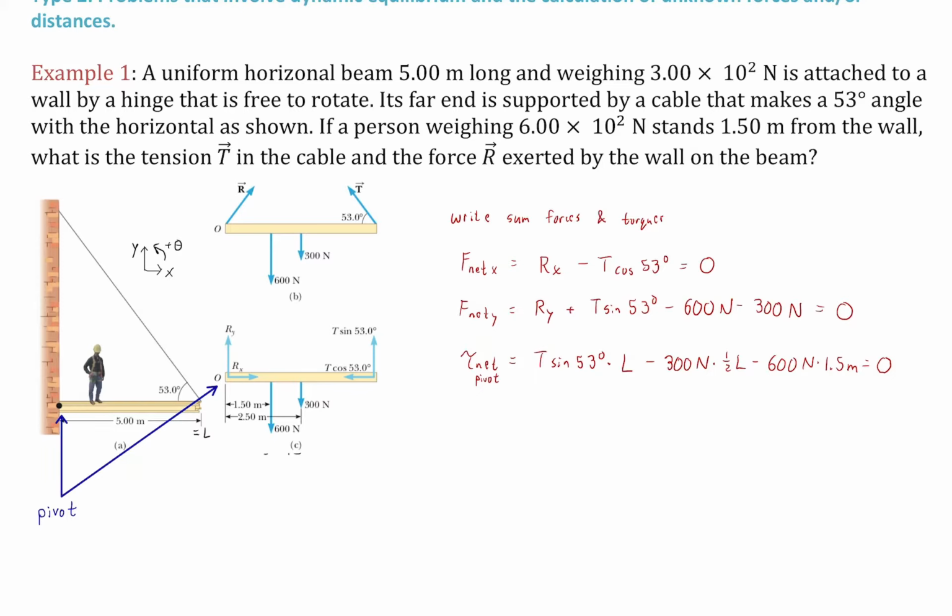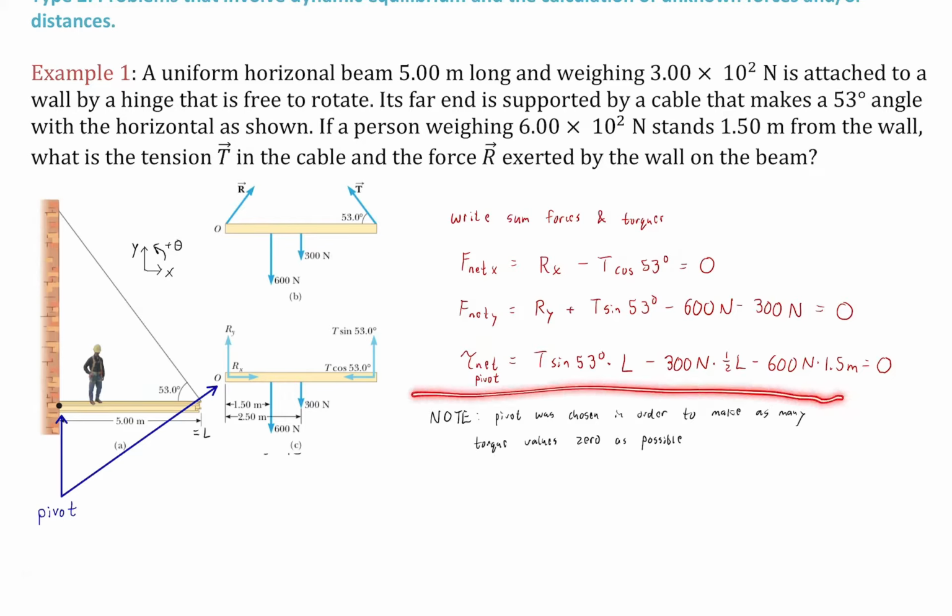All right, so now at this point, we're just going to go ahead and solve for our unknowns. After all, we are solving for the magnitude of tension and for the reaction force, which means we want Rx and Ry. Note this, this is an important thing. The pivot was chosen in order to make as many torque values 0 as possible. This is almost always a rule that we're going to follow, because I could have chosen any location as my pivot. I could have chosen the center of mass of the beam as the pivot. I could have chosen the end as the pivot. I could have chosen the location of the person as the pivot, or I could have chosen anywhere.